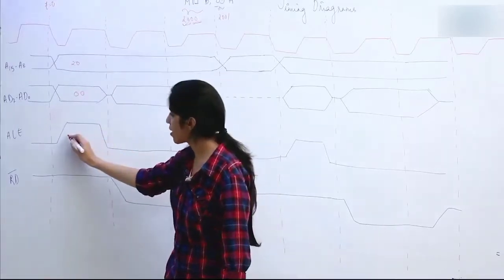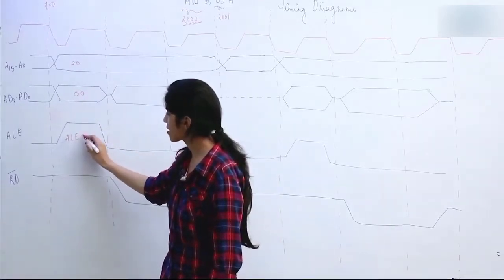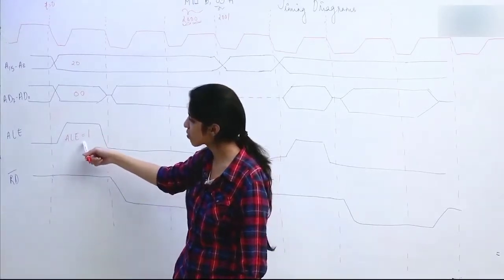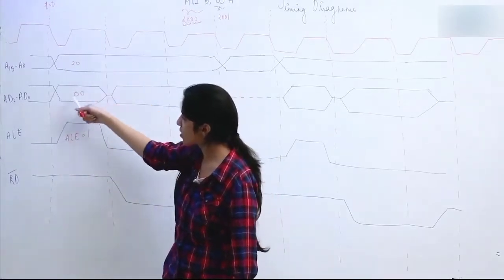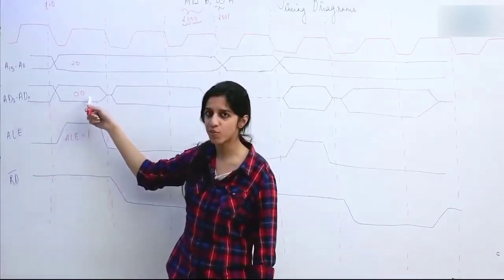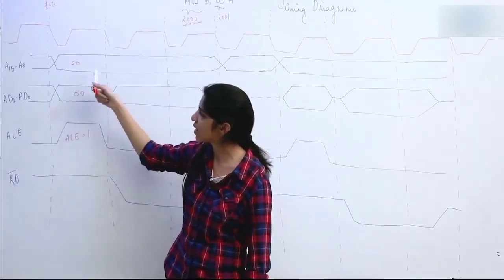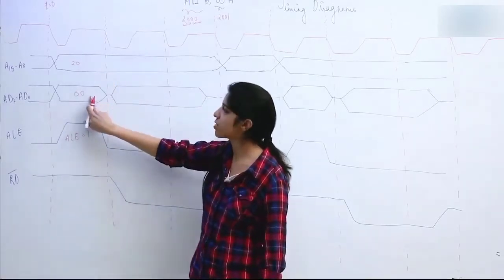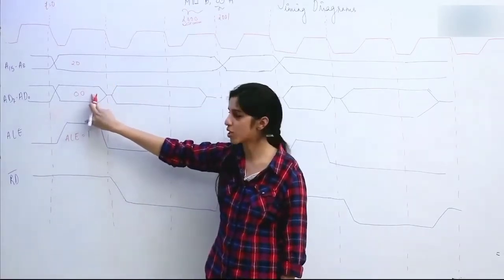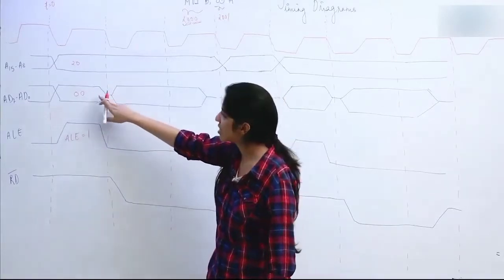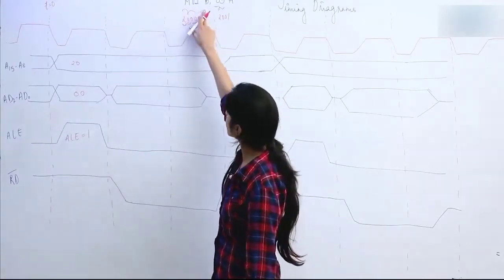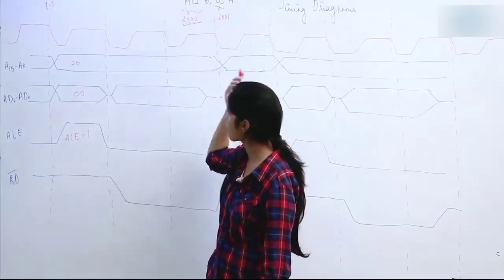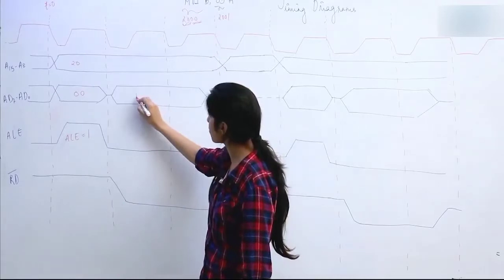Now we have enabled the ALE, the address latch enable. What happens when we enable the ALE? When ALE is 1, this bus behaves as an address bus. So now it is carrying address 2000, and it takes the processor to memory location 2000. When it reaches there, we get the opcode. Suppose the opcode is EF. We know the opcode is MVI B.